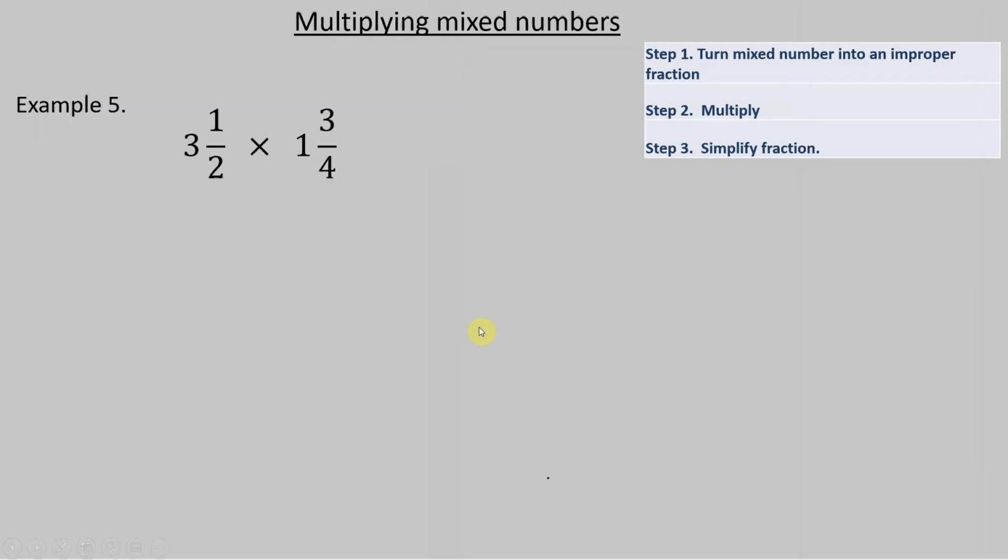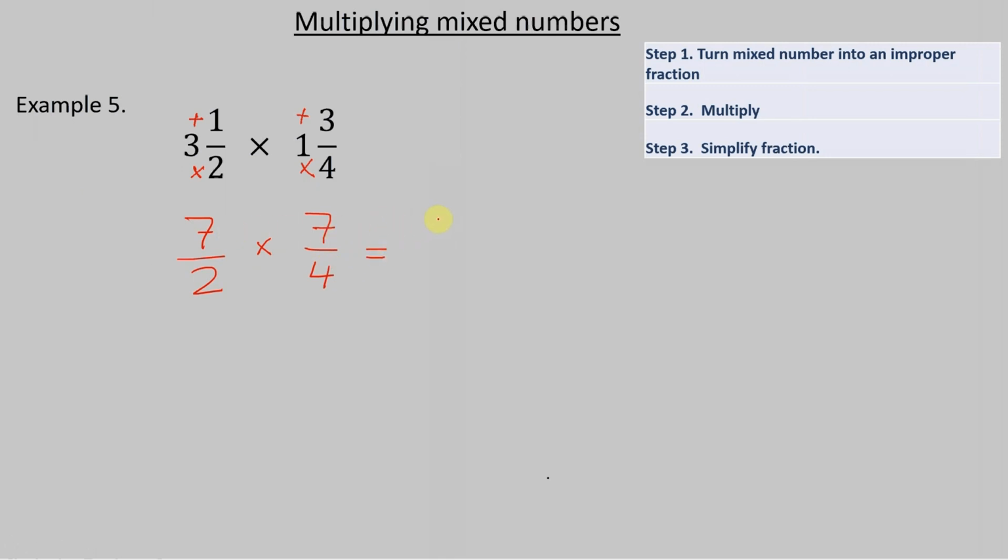You might want to pause it and have a go. Okay, and let's have a look. First thing we need to do is again change them into improper fractions. We're going to multiply, and then we're going to add. 2 times 3 gives us 6, plus the 1 is 7, 7 over 2. And we're going to have 4 times 1, 4, plus the 3, 7. That's 7 over 4.